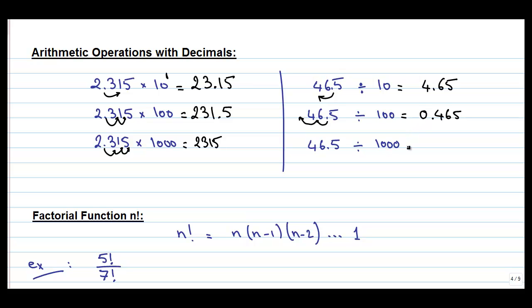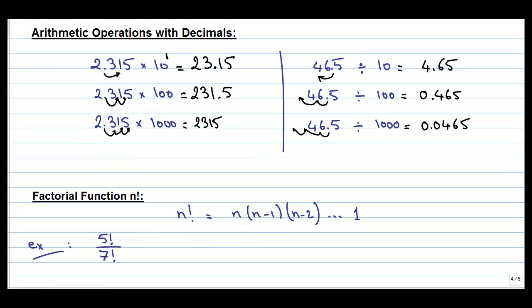Now for the next one, you divide by 1000, so you're going to move 3 places. 1, 2, and there will be another place, so I have to add a 0 to the left of the 4. Originally the decimal point was between 6 and 5, so we move it 1, 2, 3, and write 0. So I now have 0.0465. This is how you deal with decimals. You multiply or divide them by multiples of 10, 100, 1000, and so on.